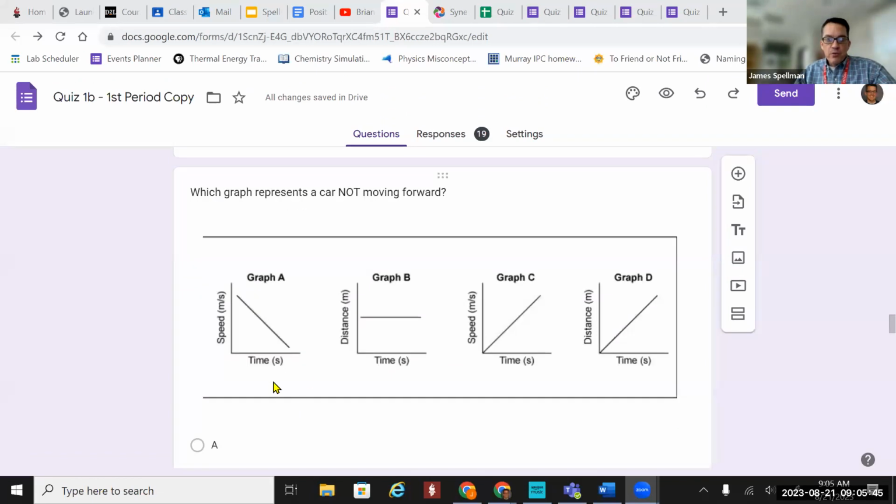Car is not moving forward. So in graph A, the car is moving forward because it's just slowing down. Graph C, it's moving forward because it's speeding up. Graph D, it's moving forward because its distance is increasing over time. And it's graph B, in which the distance is not changing. So again, read the y-axis.